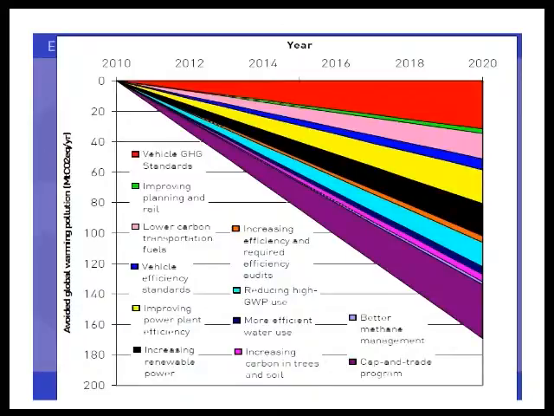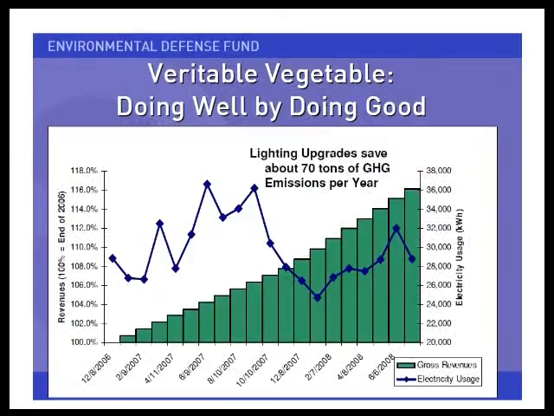Next, on the topic of what commercial interests can do, I'll move on to a slide that is titled Veritable Vegetable, Doing Well by Doing Good. Veritable Vegetable is a women-owned wholesale vegetable operation. They provide vegetables to 5-star restaurants and to retail supermarkets here in the Bay Area. And what they have done is made significant investments in lighting and refrigeration, of which they have a considerable amount because they have to store vegetables, to the extent that they're avoiding about 70 tons of greenhouse gas emissions per year.